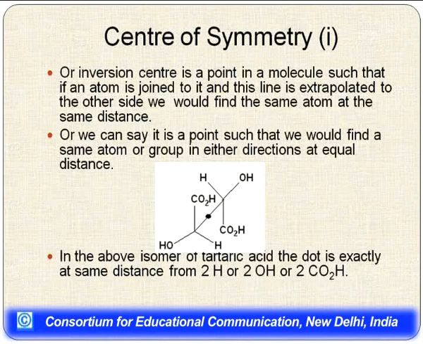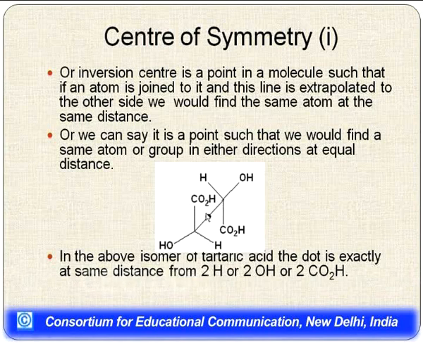The next point is center of symmetry. The center of symmetry, sometimes called the inversion center, in a molecule is such that if an atom is joined to it and this line is extrapolated to the other side, we find the same atom at the same distance. I have made one example here, and in this example the black dot is the center of symmetry or inversion center.